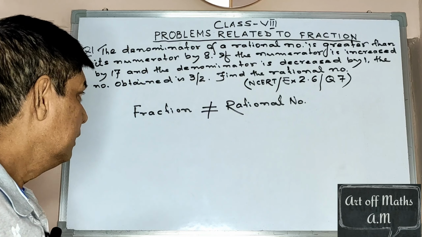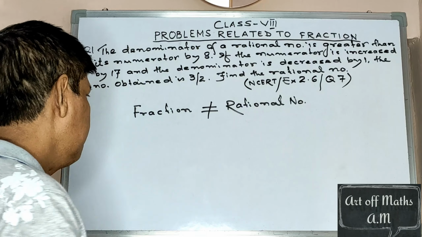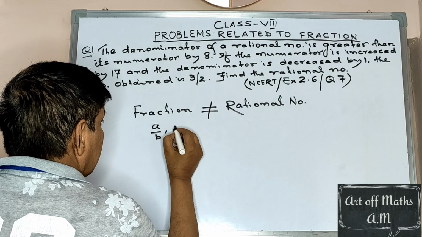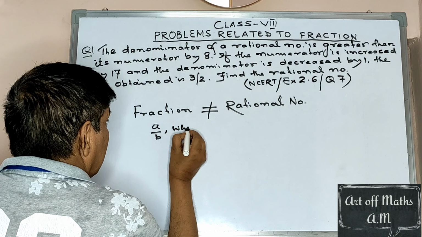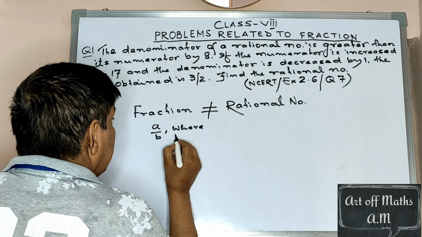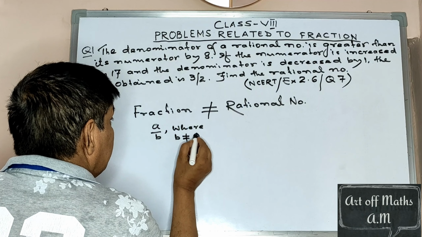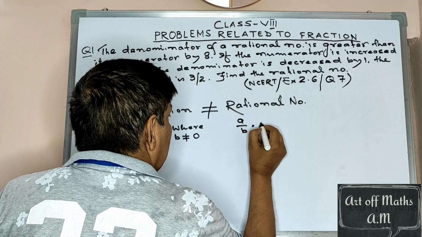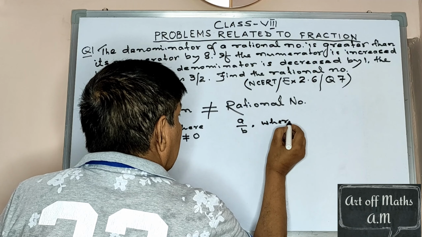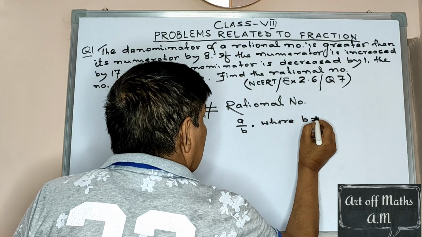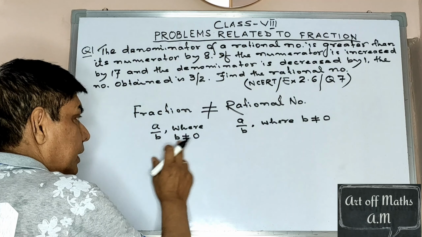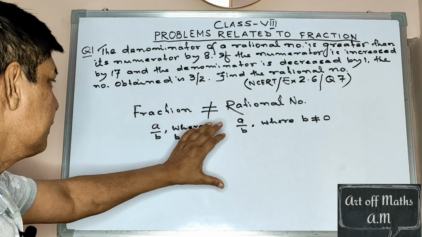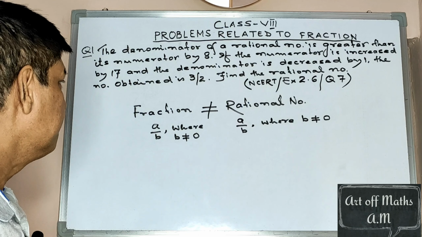Now, both can be represented in the form a by b, where b is not equal to 0. Here also the same thing, a by b, where b is not equal to 0. That means denominator in both the cases cannot be 0. Both are rational number, both are fraction.